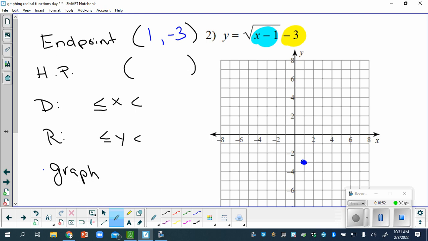Okay, so here's where it gets a little tricky. To get to your helping point, here's what I'm going to do. I want the next number closest. So if I was at 1, the number that's going to help me the most will be 2. Does that make sense? Because I was right here. I want my helping point to be right around here somewhere. So I just hop over to the next number closest.